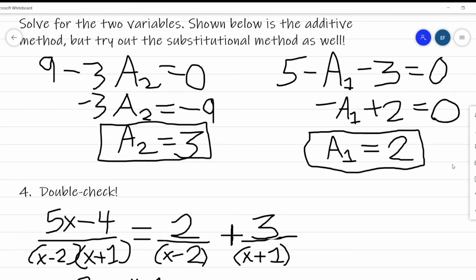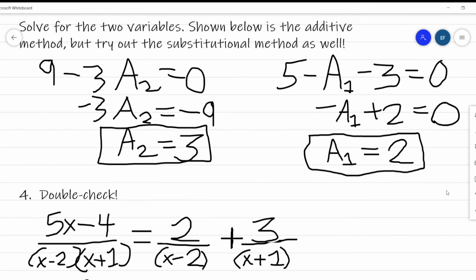Always double check. Let's just be super sure of our answers, and on any quiz, if you have the opportunity, I definitely suggest double checking yourself. So this is what we have in theory: a1, which is 2, was the numerator to x minus 2, and a2, which is 3, is the numerator to x plus 1. So let's see what happens.